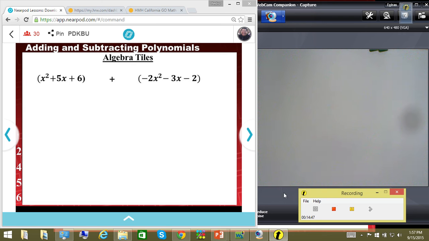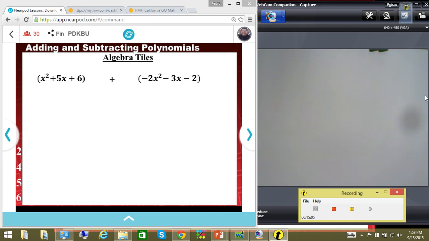Okay? So once again, now that we know what each one is, you're going to show me this one using tiles right here, and then underneath that, you're going to show me the other one using tiles. Go.